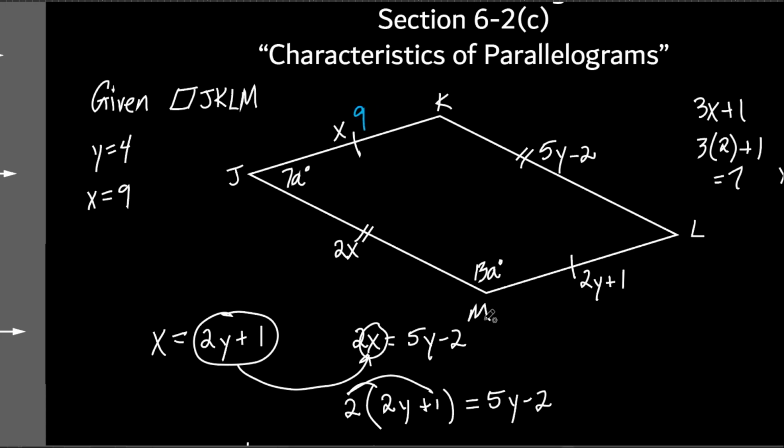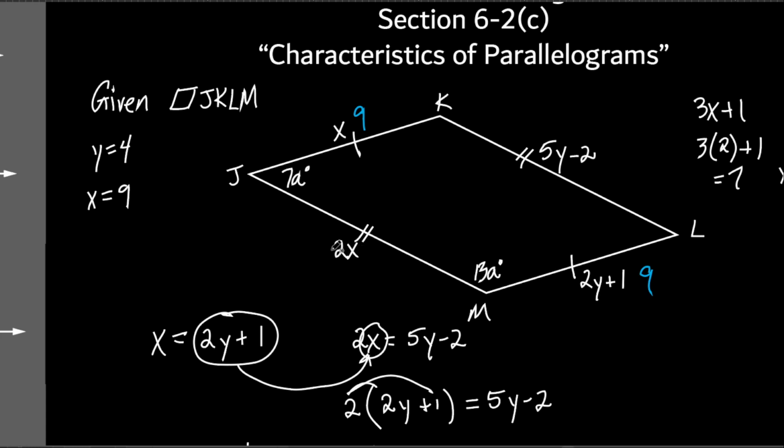What's this side over here, LM, going to be? Without doing any math at all, what's this side going to be? It's going to be 9. Would you agree? Because these opposite sides are equal. What if you weren't really sure? Let's put the y in for this. What did we say y was? 4. 2 times 4 is 8, plus 1 is 9. It works, doesn't it? Let's find the other two sides.